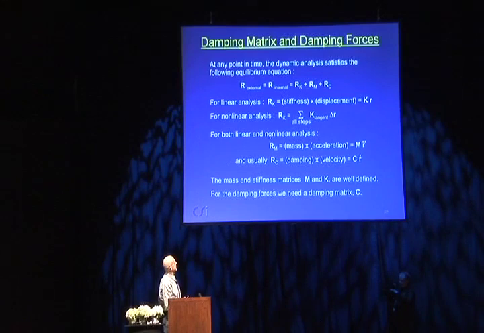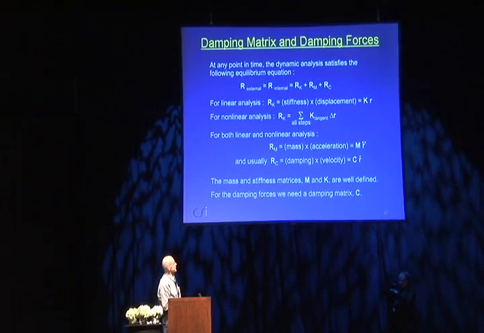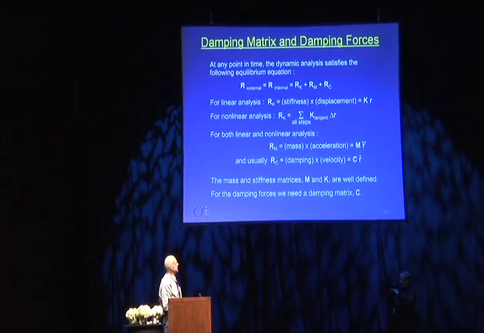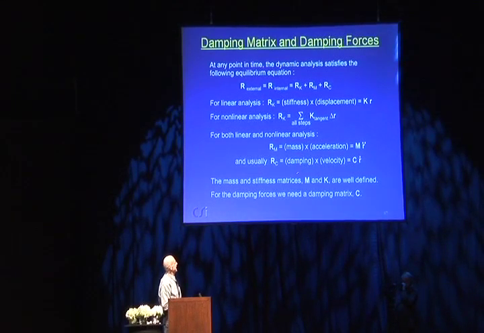For both linear and nonlinear analysis, the inertia forces are mass times acceleration. Those are the same, and that's pretty easy to calculate. And the damping forces are damping matrix times velocity, or C times r dot. M and K are well defined. The big issue here is we need to get damping forces, so we need a damping matrix C. And how are we going to do that?